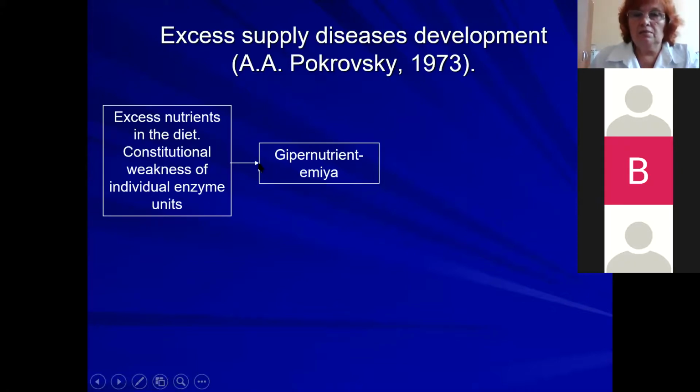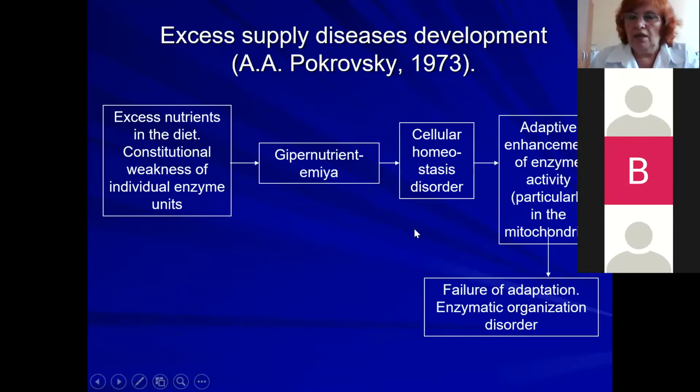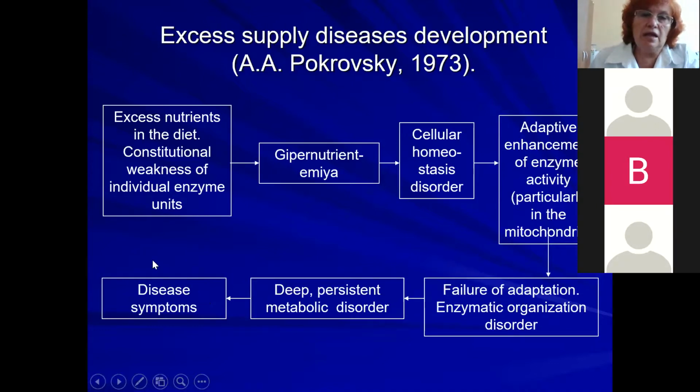Then comes hypernutrientemia. Then cellular homeostasis disorder. Then adaptive enhancement of enzyme activity, particularly in the mitochondria. Then failure of adaptation and enzymatic organization disorder. Then deep, persistent metabolic disorder. And at last, disease symptoms.